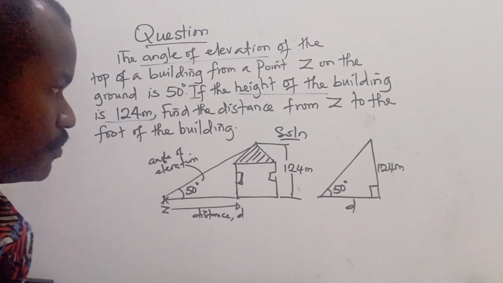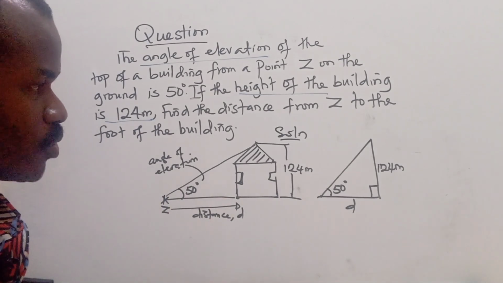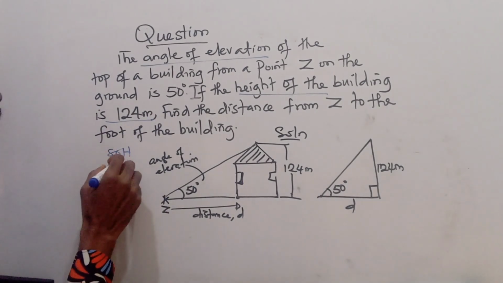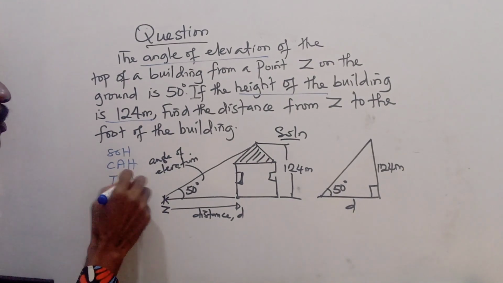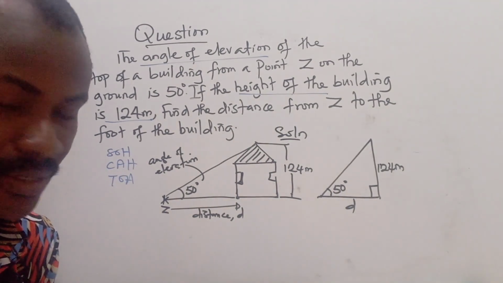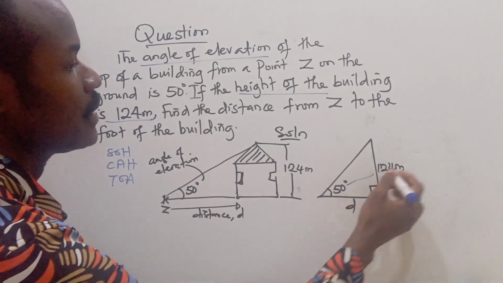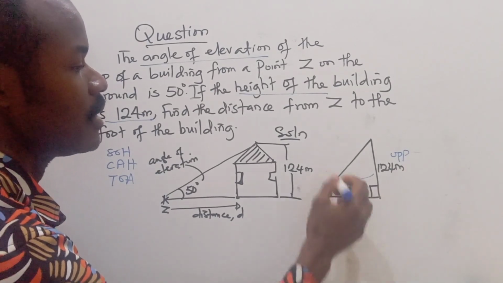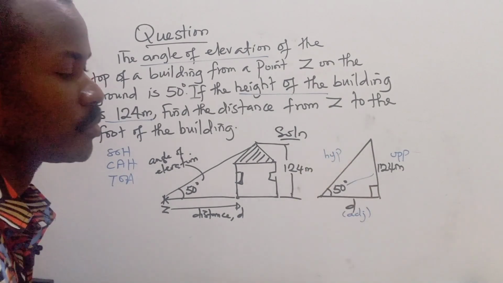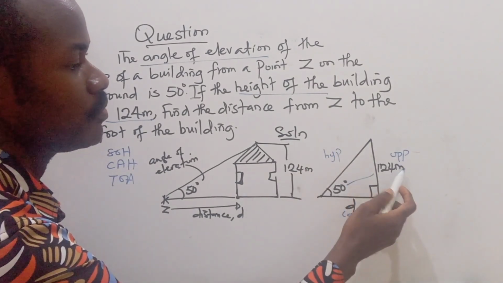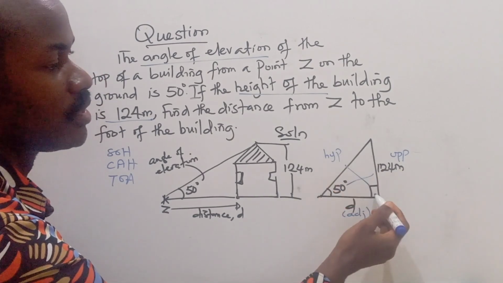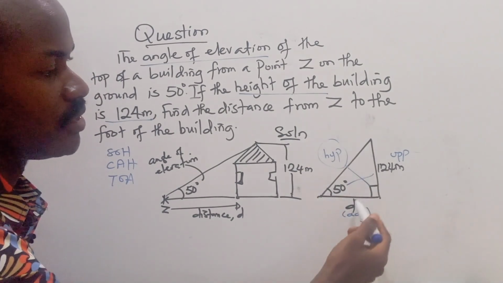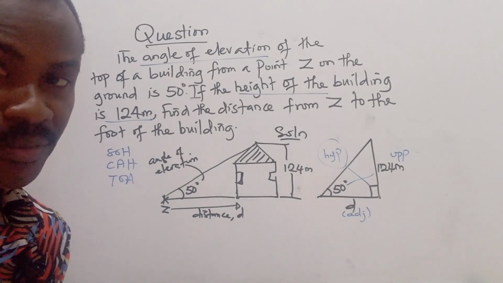And how do we do that? That is the ground distance. So we are going to apply the principle of SOHCAHTOA. Now let's look at the one that applies in this case. So this is our opposite, this is our adjacent, and this is our hypotenuse. The opposite is opposite to the angle, then the hypotenuse is opposite to the 90 degrees, and the adjacent is just the remaining side.